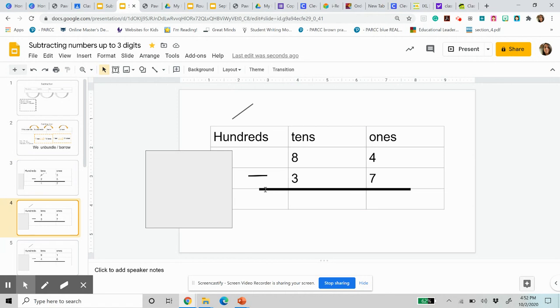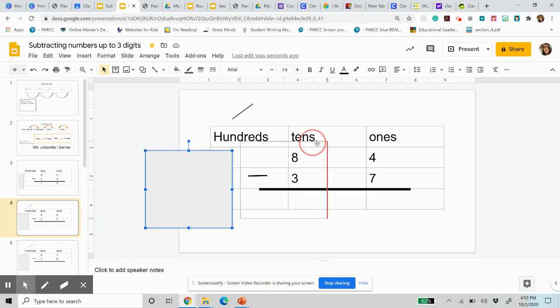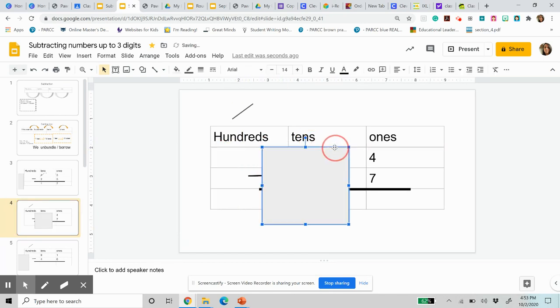All right, so we're subtracting. I have 8 tens and 4 ones, so 84 minus 37. 3 tens, and 7 ones. Again, the larger number is on top. And I'm just going to start in the ones. So I'm just going to put my paper here for right now, okay, to see what I have to deal with.